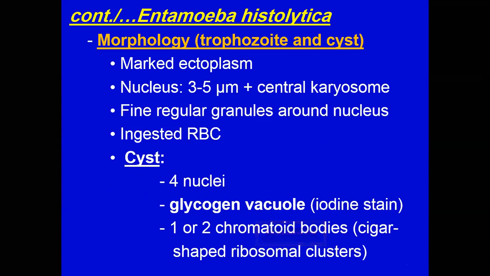The morphology of the trophozoite and cyst, we can differentiate, as we said, between ectoplasm and endoplasm. The nucleus has a central karyosome, fine regular granules around it, and contains ingested RBC. The cysts have 4 nuclei, a glycogen vacuole, which can be stained by iodine. It has also 1 to 2 chromatoid bodies, cigar shaped, and we have seen that chromatoid.